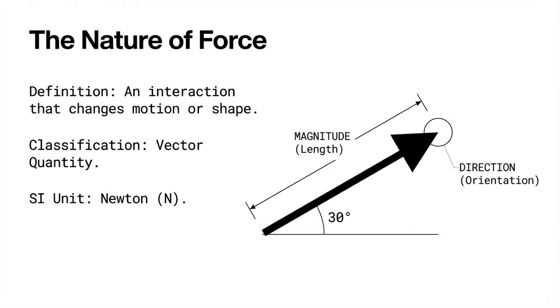Force happens whenever there is an interaction that causes a change in motion or shape of an object. We classify force as a vector quantity, which means it has both magnitude and direction. Its size or strength is called magnitude, and this is shown by the length of the arrow in the diagram. The direction indicates the orientation of the force, like the angle shown here as 30 degrees. The standard unit we use to measure force is the Newton, abbreviated as N. This combination of length and angle helps us fully describe any force acting on an object.